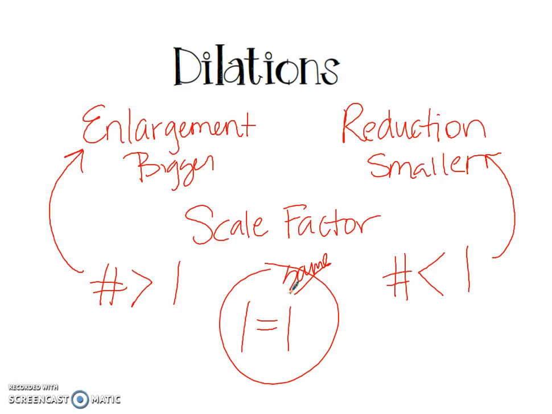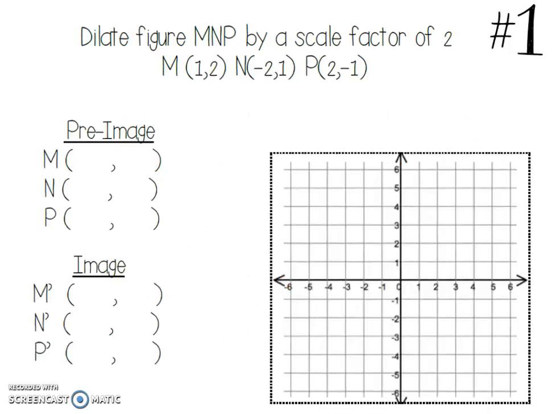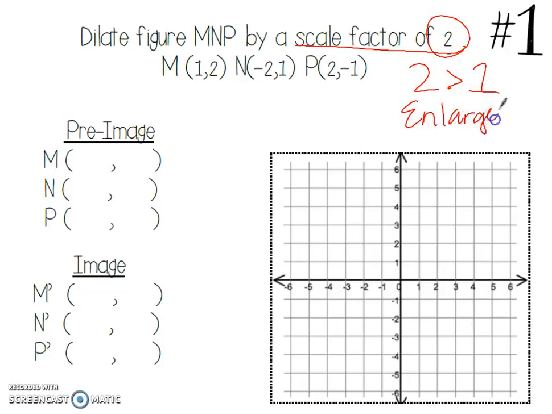And in dilations, we have to keep everything proportional. So here we go. Number 1, we're going to dilate the figure MNP by a scale factor of 2. So are we going to enlarge or reduce? Enlarge. How do you know? So 2 is bigger than 1, so this will be an enlargement. Are we good with that?